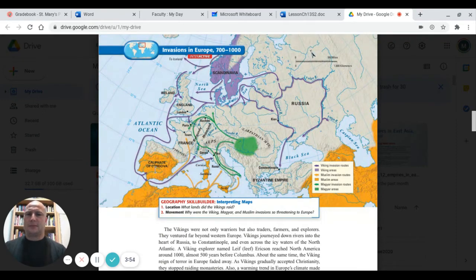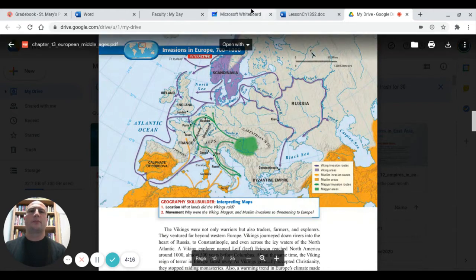The Muslims are here in the gold. They made a lot of attacks from the south here in southern Spain. They came up into the islands of Corsica and Sardinia. Corsica is now part of France. Sardinia is also, but it was part of Italy for a while. Sicily, here's the island of Sicily, and then eventually Italy. And then the Magyars, coming from the Danube River region, modern day Hungary, attacked into these areas as well.